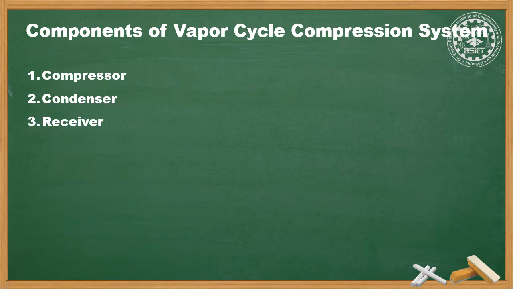Third, receiver. The receiver acts as storage for the condensed refrigerant from the condenser, and it is supplied to the evaporator through the expansion valve or throttle valve. It is located between the condenser and the expansion valve.